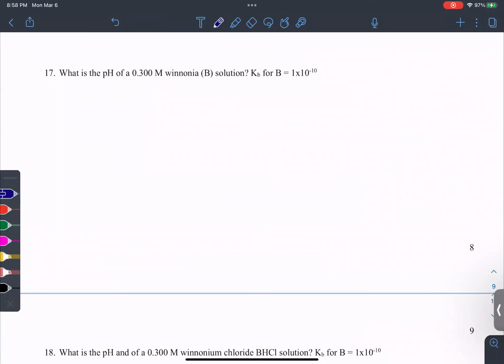Okay, let's talk through this one. What is the pH of Winonia? I call it B. So what is it?